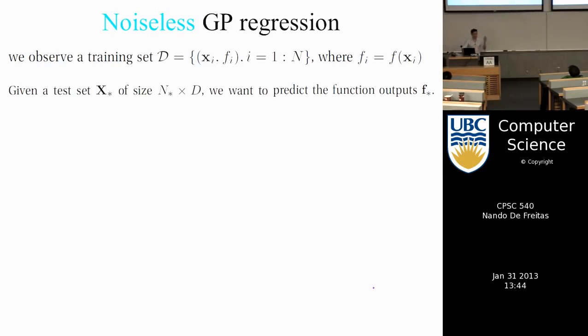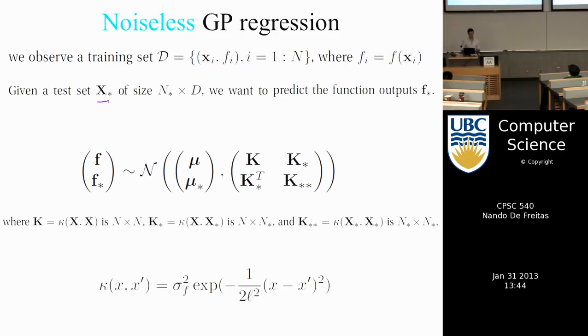Now, given a bunch of test points, x star, we can assume that each of these points, x star, is itself a vector, because we might be trying to observe not just 1D quantities, but 2D quantities and so on. We want to compute f star. So it's the same game as before. We have x's. These x's are the input features. We have x stars, which is any arbitrary test point. We have the f's from the training data. And so the only unknown is the f stars.